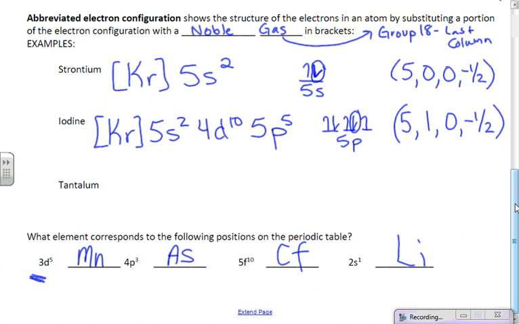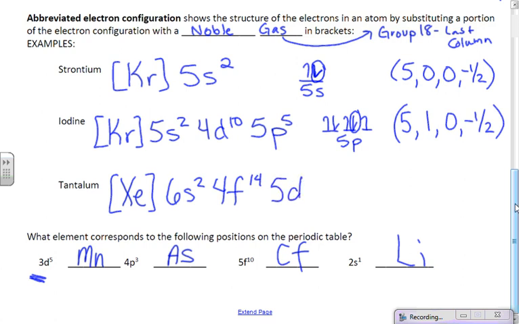Okay. Tantalum is number 73. So which noble gas is closest to number 73 without going over, without going past it on the table? Xenon. So we'll put Xe in brackets. And by putting that, we have essentially listed everything from 1s all the way through 5p. So then we jump down to the 6th row right after it and start there. So we have 6s2. What's after 6s? 4f14, and then 5d. And then how far over in 5d do we have tantalum? It's the 3rd one over.